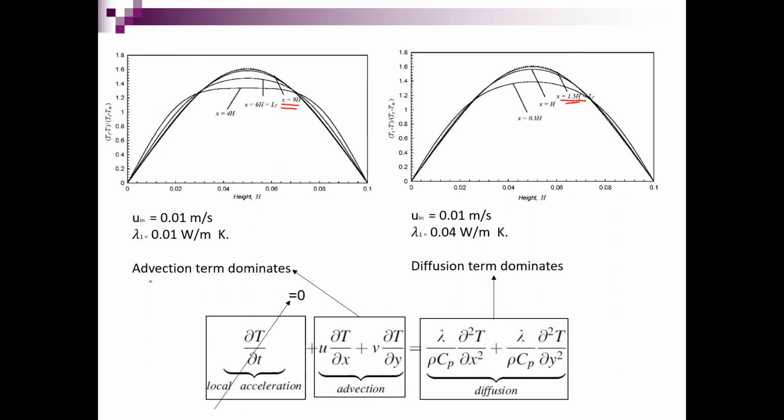Why do only advection terms dominate? Like in the one that we discussed before, it is local accelerations and advection dominating. It's only advection because the flow is steady, so local accelerations is equal to 0. It's not going to dominate the flow. So we only have advection and diffusion.